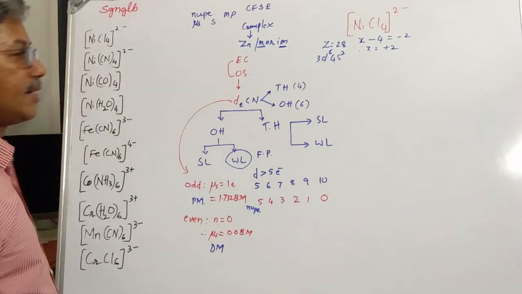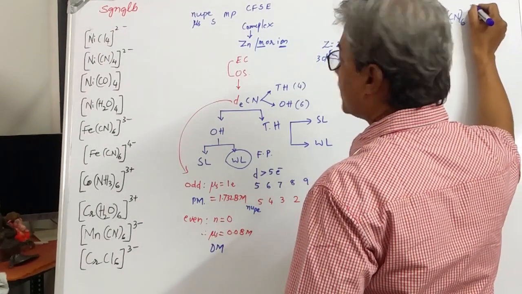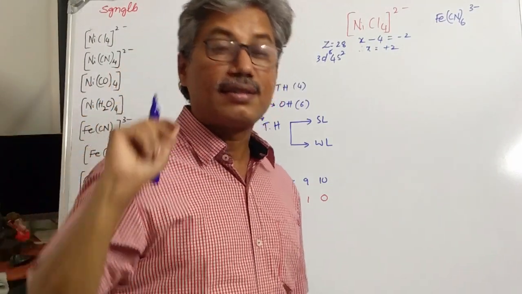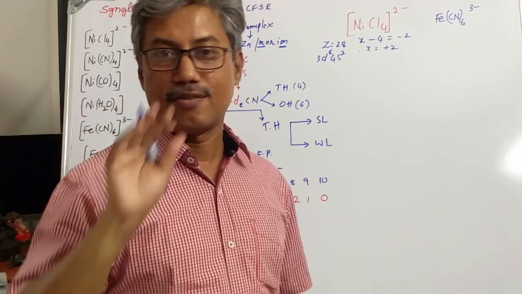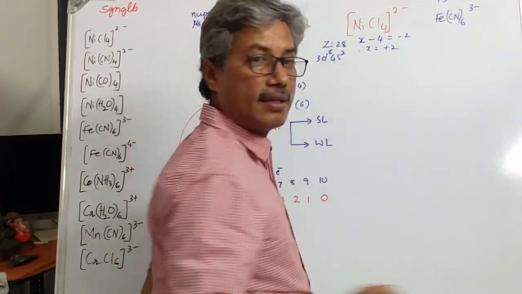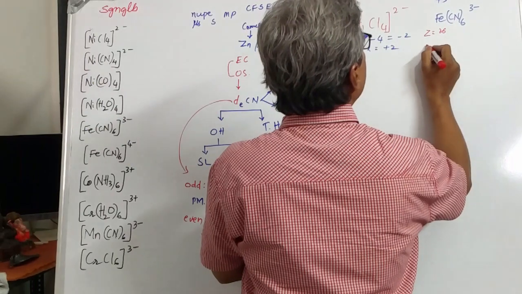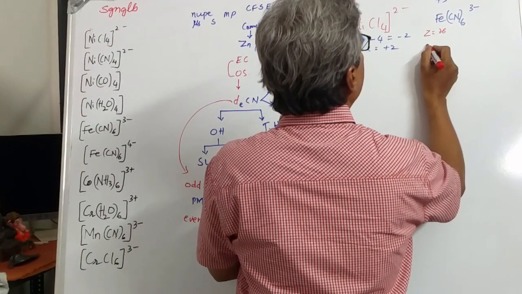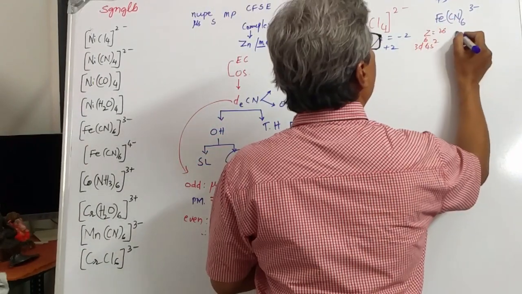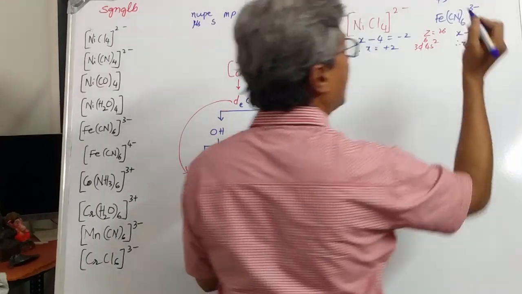You take this example, Fe(CN)6 3-. To find the oxidation state of Fe, what is the charge on the complex ion? 3 minus. Just change the sign from minus to plus. It will be the oxidation state. The oxidation state of Fe here should be plus 3. The atomic number of Fe is 26, that is 4s2 3d6. Let x be the oxidation state of Fe, then x minus 1 into 6, minus 6, is equal to minus 3. Therefore, x is equal to plus 3.